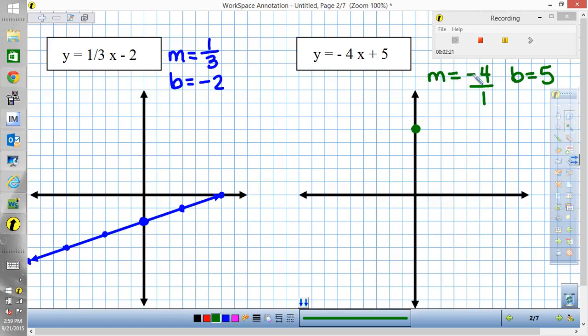So we're going to rise -4, which means we go down 4, 1, 2, 3, 4. And then we run +1, so that's to the right 1. Down 4, right 1. And then we can go backwards, up 1, 2, 3, 4, left 1. And then connect this with a solid line.